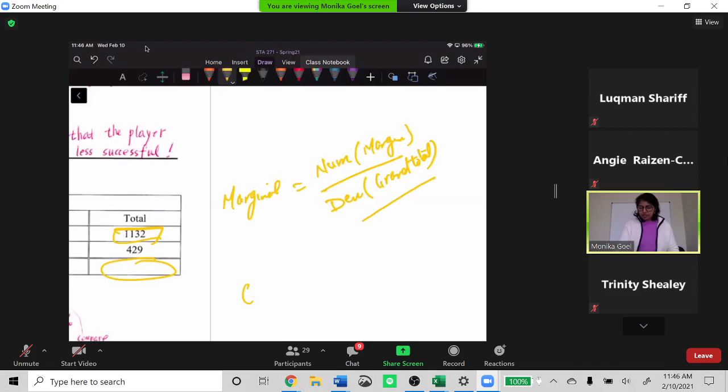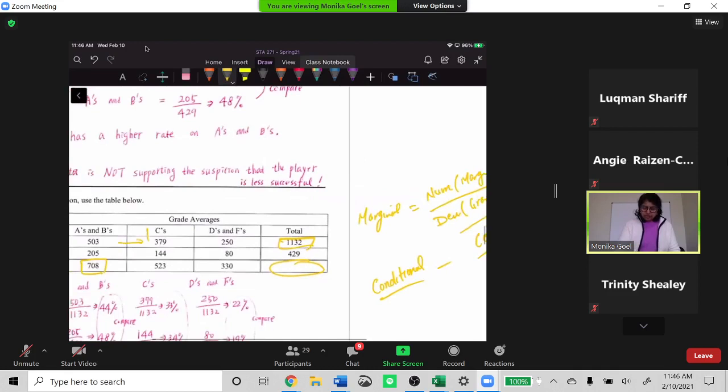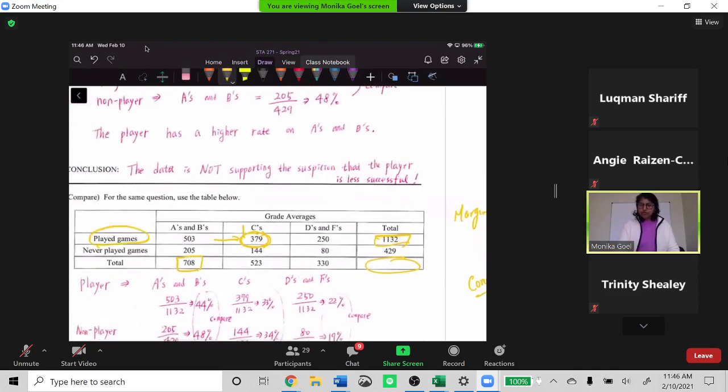But for conditional distribution, the numerator comes from the cell. And again, what is a cell? It is where we are looking at this plus this. So how do we get this 379? We cannot say this 379 is only the C's. This 379 is the C's for students who played games. So this is a cell, which we cannot represent using just one thing. So students who played games and received C's is this number.